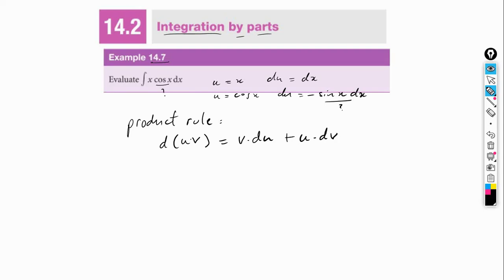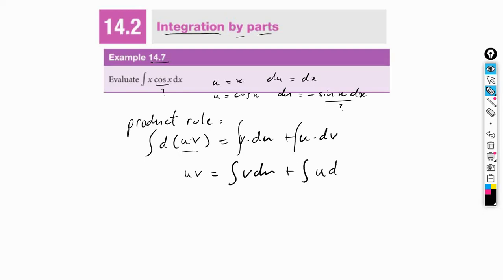And if we integrate both sides of this equation, let's do that next. We integrate on the left and we integrate on the right-hand side. Notice that we can write them as separate integrals. Okay, but what is the integral of the derivative of uv? Well, that's just going to be uv. So uv is equal to the integral of v du plus the integral of u dv.